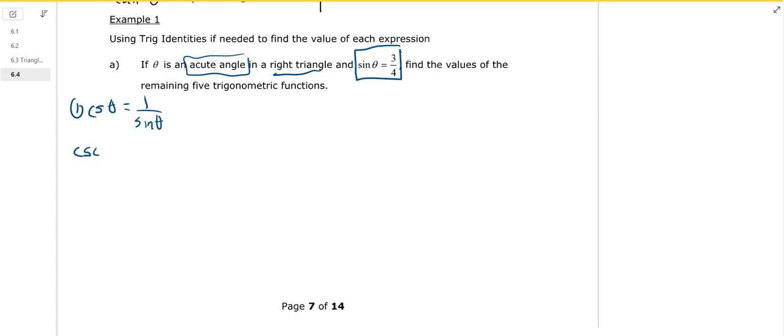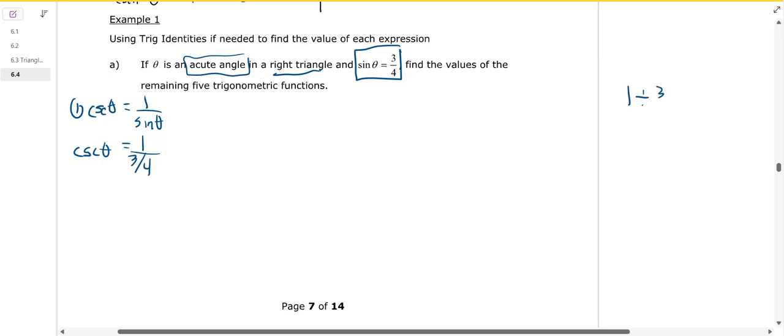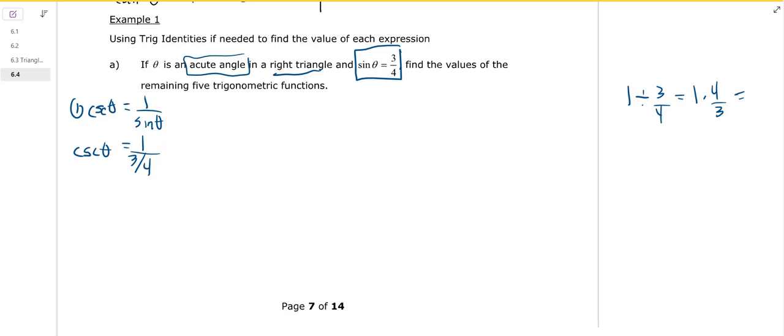The cosecant of theta would be 1 over 3/4. Just learn that all that's doing is the reciprocal. I'll do this one more time, just over at the side here. If you're doing 1 divided by 3/4, that's the same as 1 times 4/3. So it's equal to 4/3.